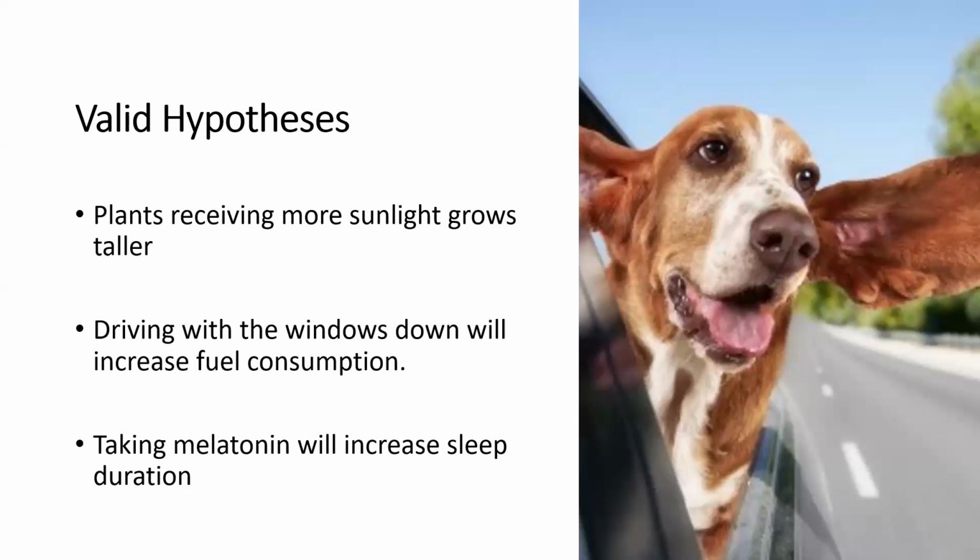Melatonin. Anybody know what melatonin is? Yeah. What do people take it for? For better sleep and relaxation. That's right. Melatonin is actually a hormone your brain makes that you can buy at Walmart or something. Taking melatonin will increase sleep duration. Again, it's something we can test. We can put people in different groups. Some take it, some don't take it, and then we figure out whether or not it makes them sleep better. Yeah, so these are valid hypotheses.